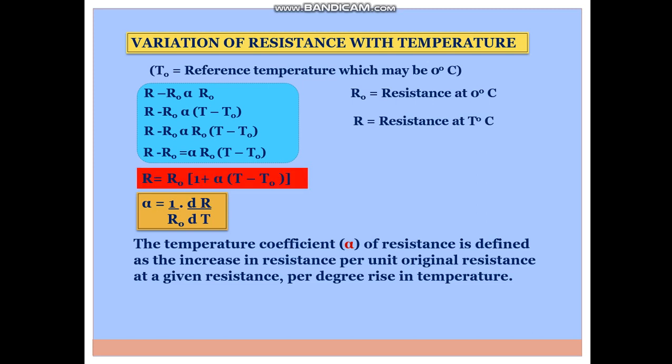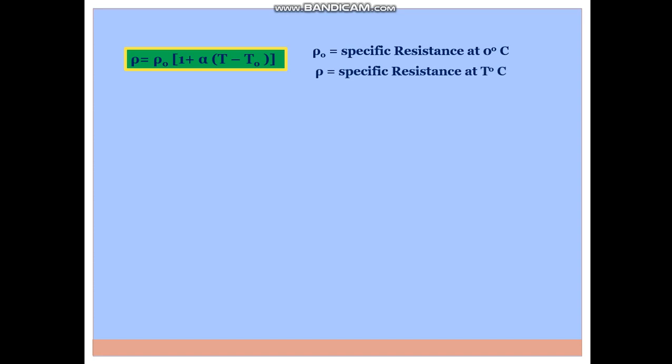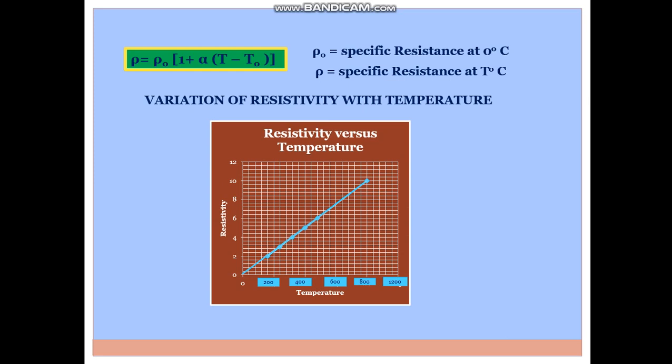Now we take this equation again. We already know R is equal to rho L by A. So let us substitute this equation in that and we get rho is equal to rho0 into 1 plus alpha T minus T0. So similar to the equation for resistance, we get the equation for resistivity, where rho0 is the specific resistance at 0 degrees Celsius and rho is the specific resistance at T degrees Celsius. So variation of resistivity with temperature can be plotted as a resistivity versus temperature graph, and it is a straight line.